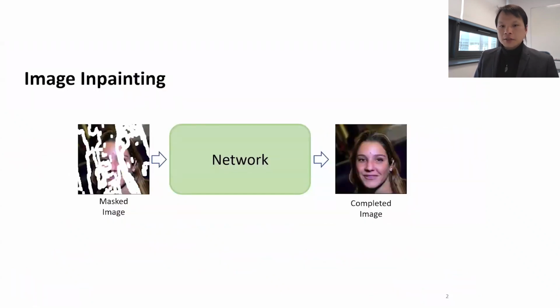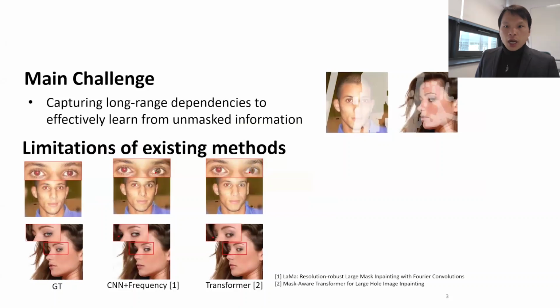Image inpainting is the task to mark some of the pixels in an image and to regenerate them with a deep neural network. It is a highly challenging task because the inpainted pixels may have some sort of long-range dependency to those that you can observe for the rest of the picture.